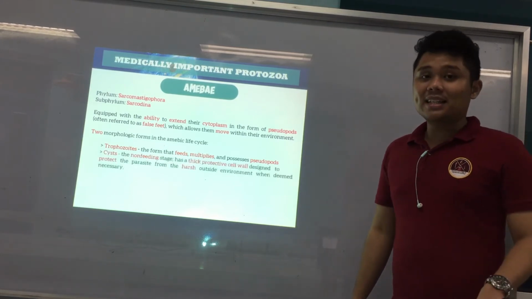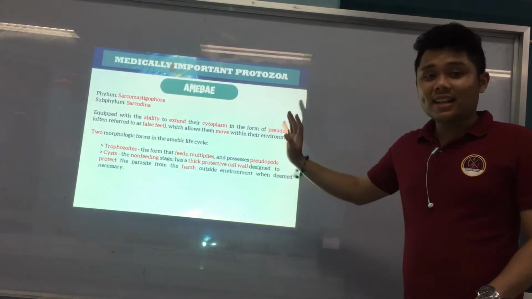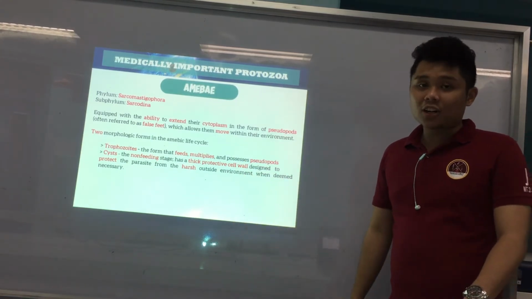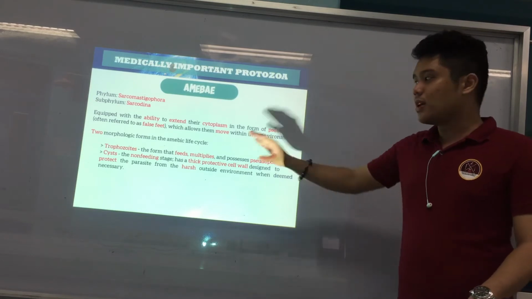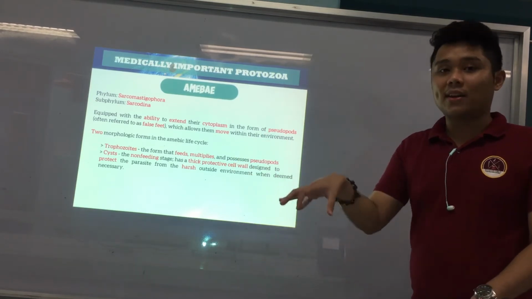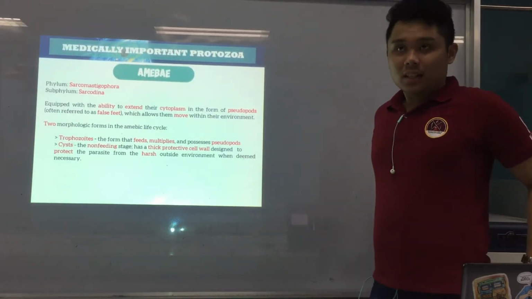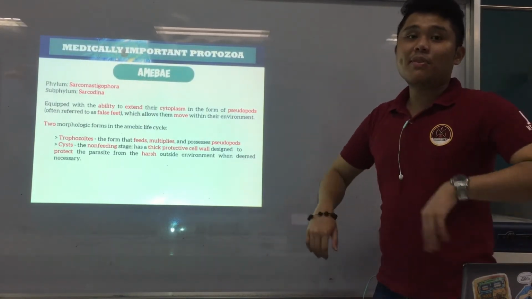And lastly is the cyst, the non-feeding stage. It has a protective wall, which is usually thick, to protect it against the harsh environment. It's usually this stage that is infective. So again, for most of the amoeba, the infective stage is the cyst.